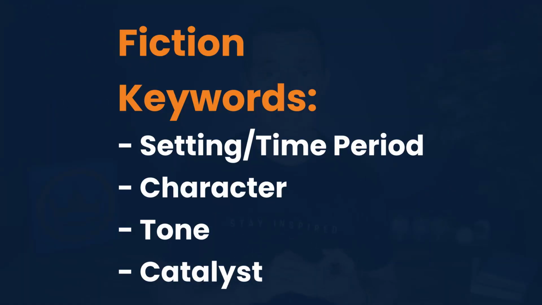Well, I think this is really important to highlight some of the most key components to creating your keywords. In fiction, it's about describing the setting, time periods, the character. It's about the tone of your genre, the catalyst. These are all common core things you can use in developing your keyword phrases. I have a link in the description below that will teach you how to pull from those.